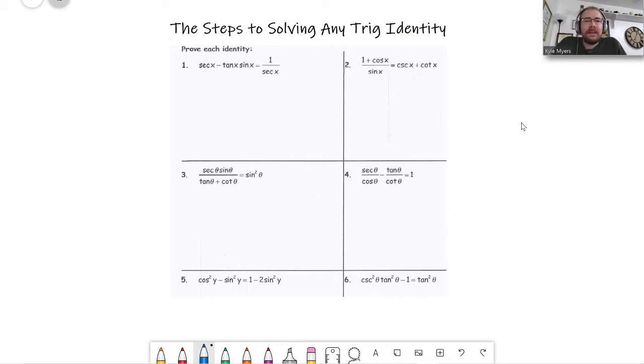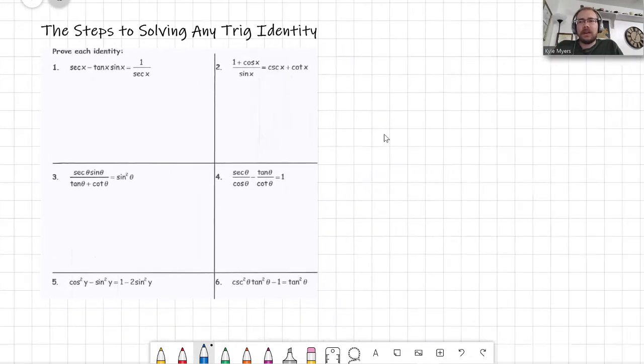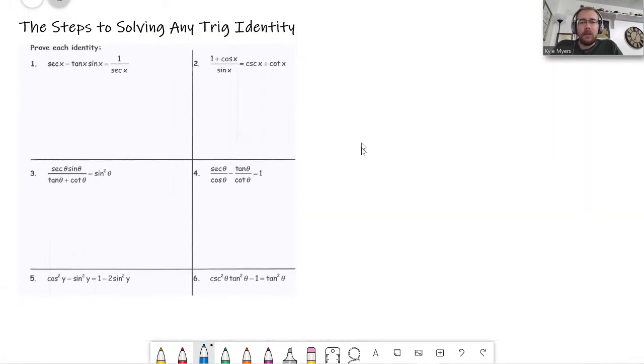How to solve any trig identity. I have a few practice problems here that we're going to look at, but before we do, I want to lay out the steps for you. I'm going to type them out over here, and we'll look at how those play out when we actually try to solve problems. So let's move this text box over. And here's basically how this goes.